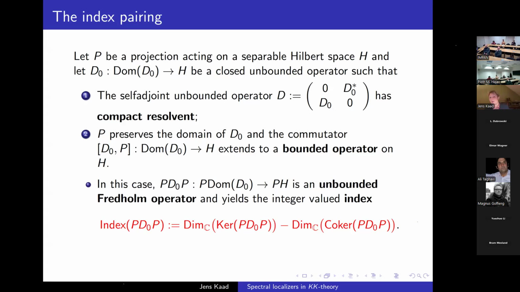Now a lot of effort has been spent on trying to compute this kind of index in various settings. There's a vast literature available on this subject. To mention just two highlights, the Atiyah-Singer index theorem and the local index theorem in noncommutative geometry due to Alain Connes and Henri Moscovici.